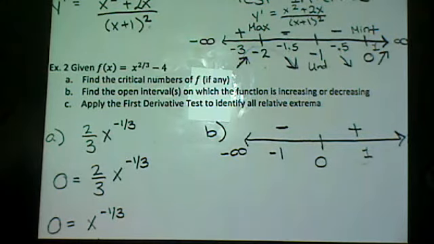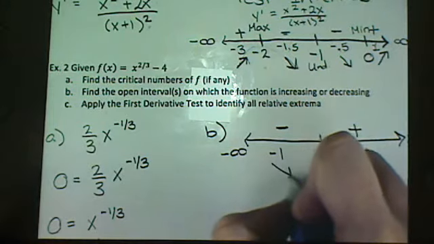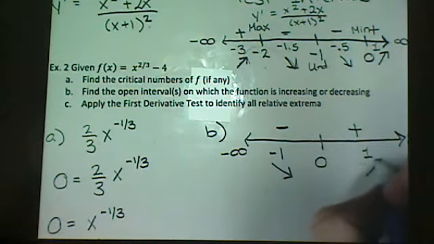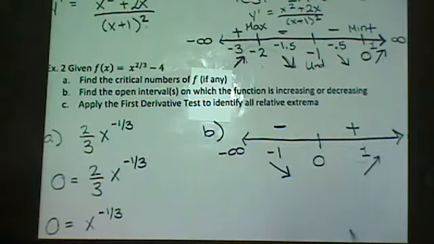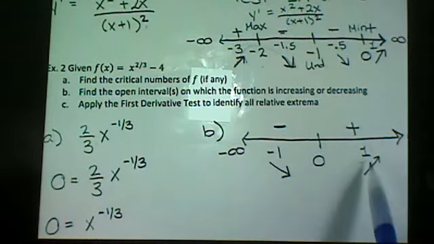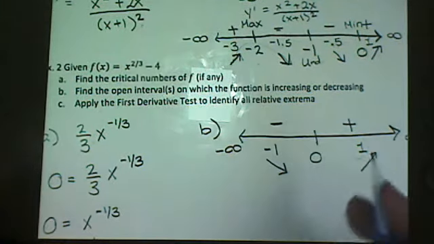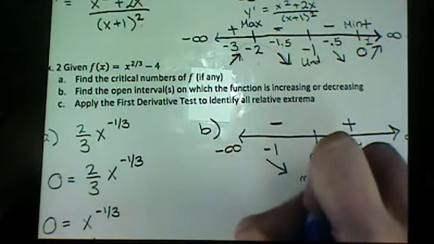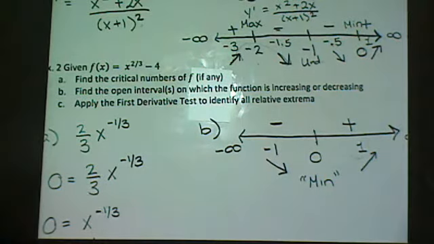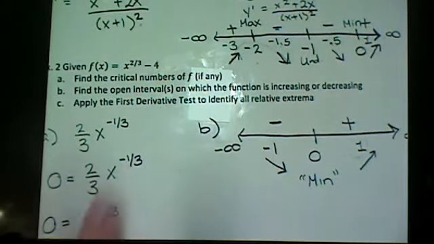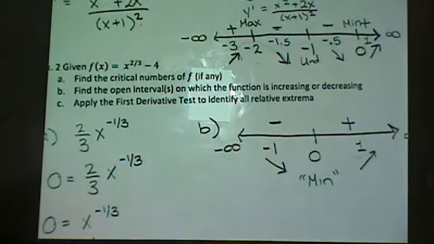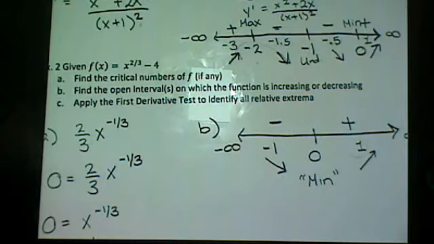Again, the number itself doesn't matter, it's just the signs that count. So we know that it's going down, and then it's going up. Since it's going down and then up, that means this is kind of a minimum. But really it's a discontinuity. So there could be a hole, there could be a vertical asymptote. Let's use the calculator to find out exactly what's going on right there.